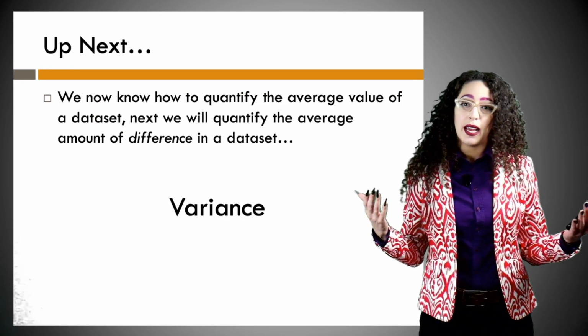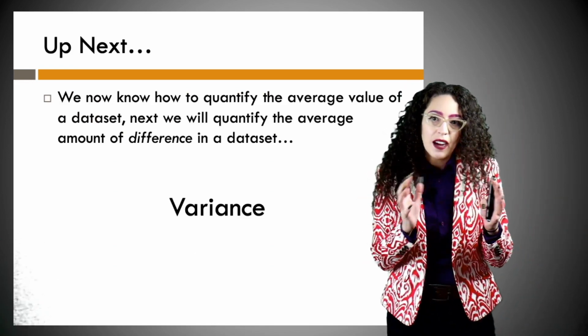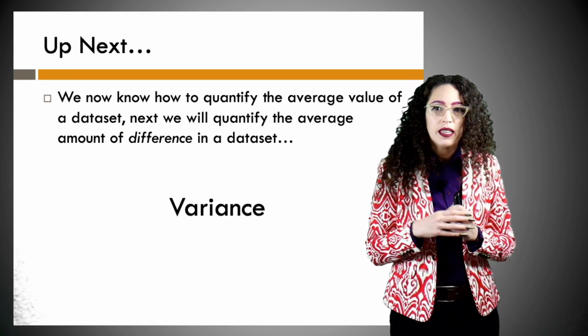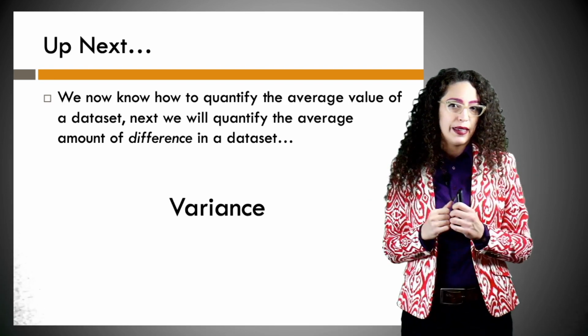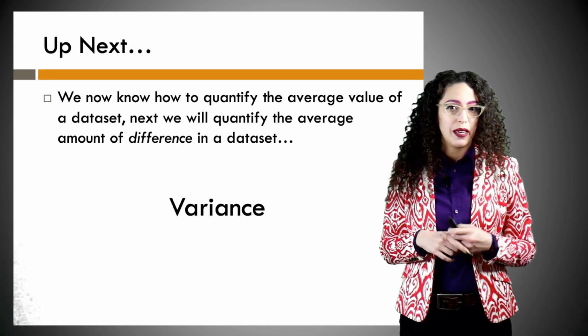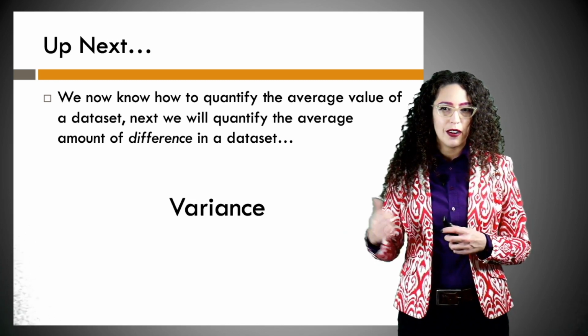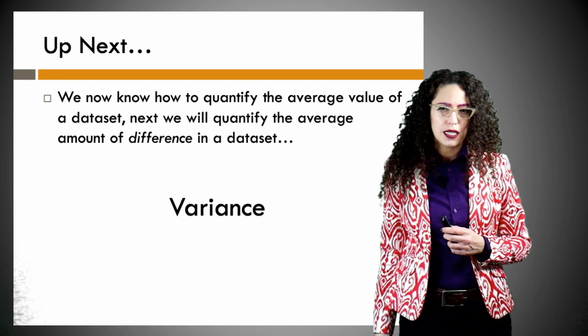So now that we know how to describe some data and measures of the centralness of data, the averageness of data, next we're going to quantify the average amount of difference and spread in a data set. Basically, on average, how different is everybody from the mean? And that is going to be variance up next. I'll see you there. Peace.